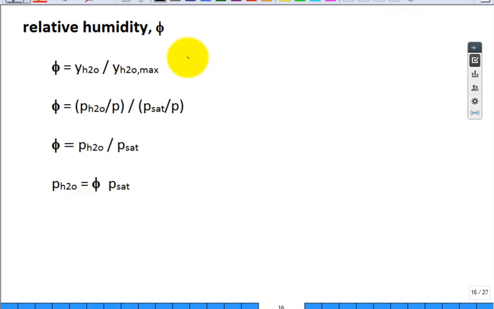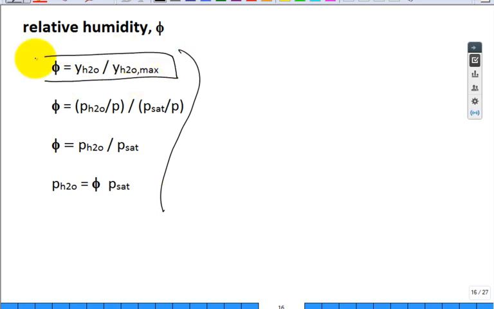That's all what I just repeated for the relative humidity, starting from the general definition in terms of a ratio of Ys to a ratio of partial pressures. And then this is how you would use it. Typically, you just multiply the saturation pressure times relative humidity to get the partial pressure of the water vapor in the mixture. All right.